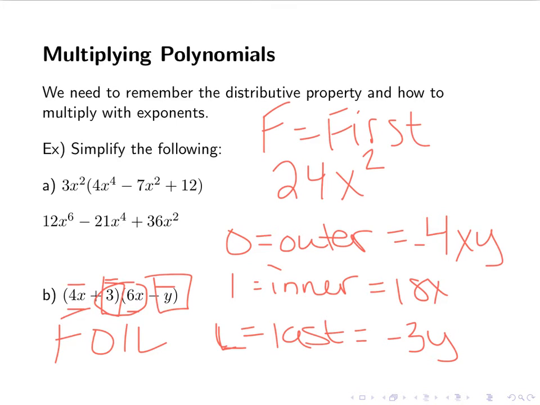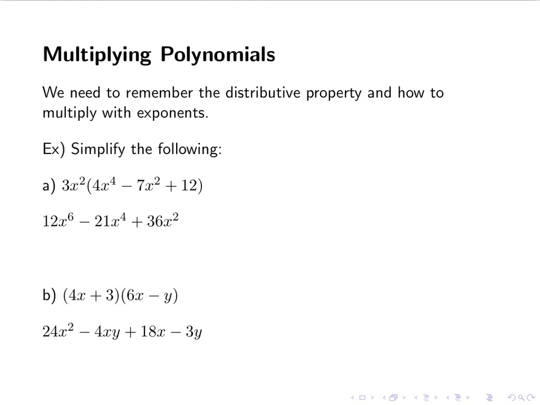After I have those four terms, I'm then going to add them. Unfortunately here, none of them are like terms. I've got an x squared, I've got an xy, I've got an x, I've got a y. So none of them have the same variables raised to the same exponents. So my answer is just those four terms.